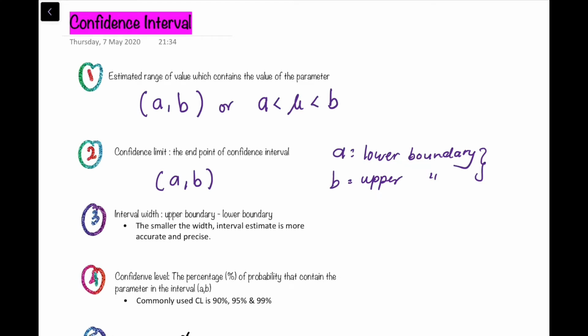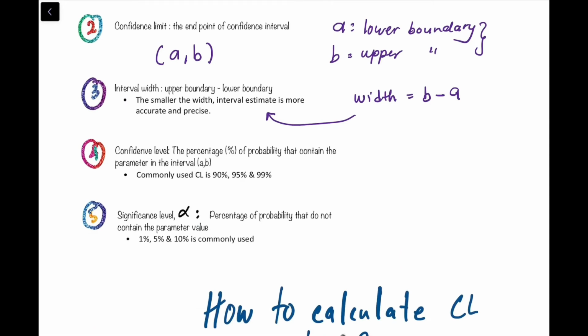Number 3, interval width. Interval width is equal to the upper boundary minus the lower boundary. So width is equal to B minus A. Width can determine how precise or how accurate your estimation is. The smaller the width, the more accurate and precise the interval estimate. So we want our width to be smaller. Number 4, confidence level. Confidence level is the percentage of probability that the parameter is contained in the interval (A, B). Berapa persen kita anggarkan yang parameter itu berada dalam selang A, B. Normally the confidence levels used are 90%, 95% and 99%. The commonly used one is 95%.